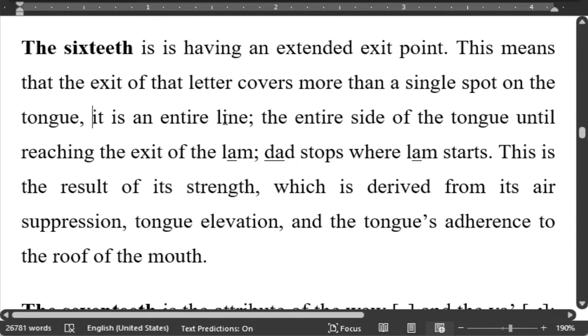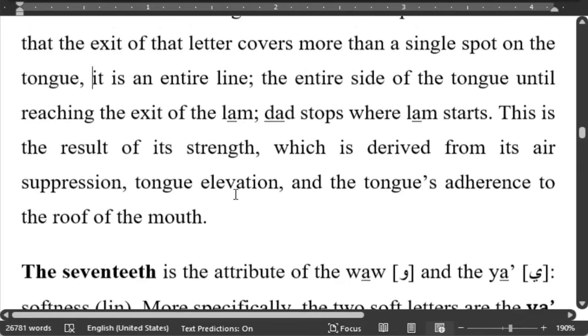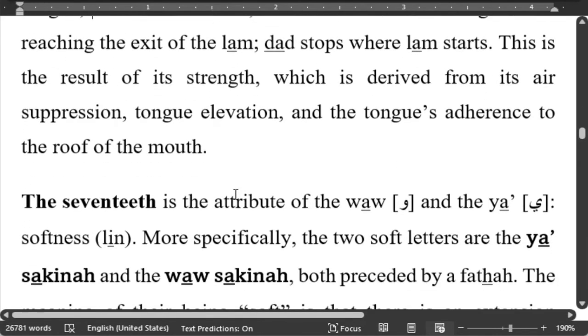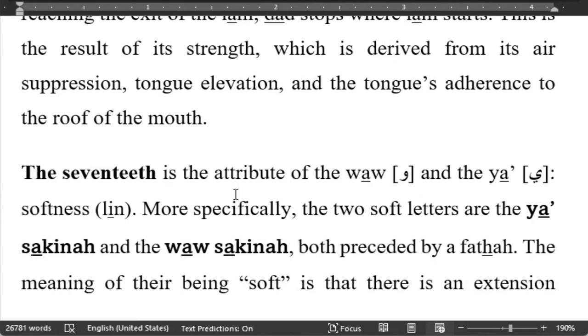This means that the exit of that letter covers more than a single spot on the tongue. It is an entire line, the entire side of the tongue until reaching the exit of the lam. Bod stops where lam starts. This is the result of its strength, which is derived from its air suppression. Bod is a strong letter because it suppresses the air.